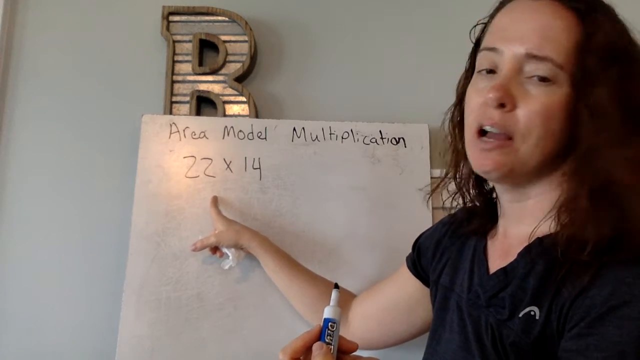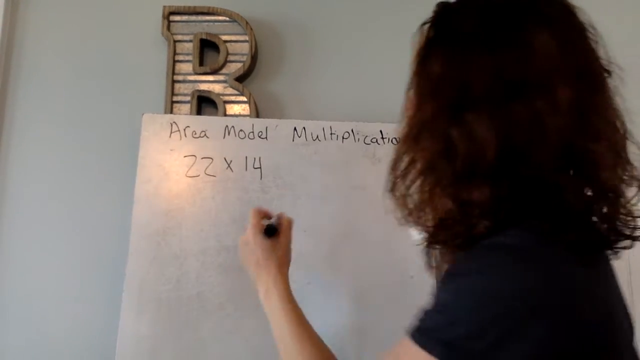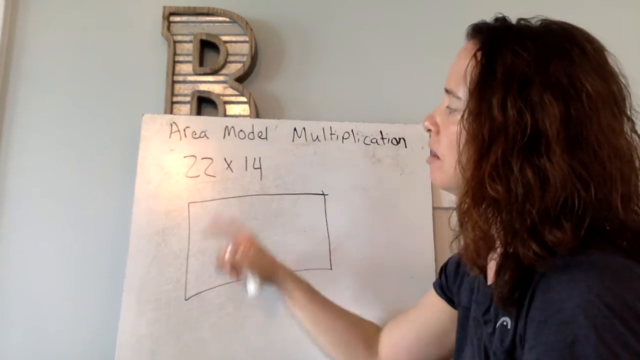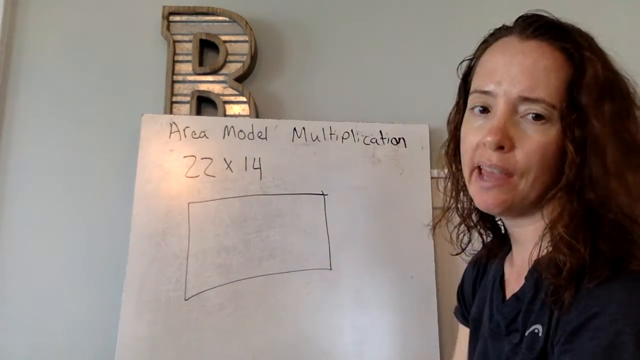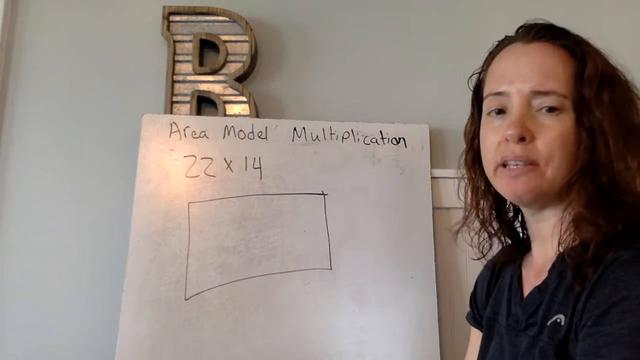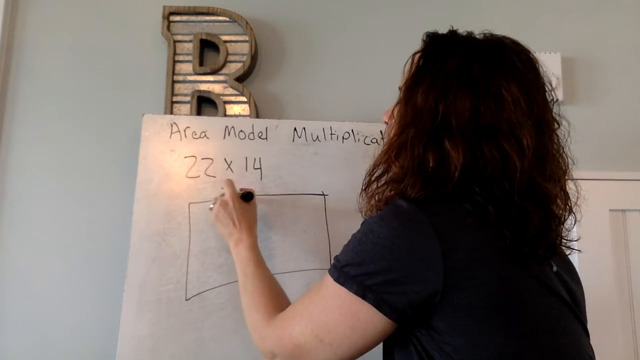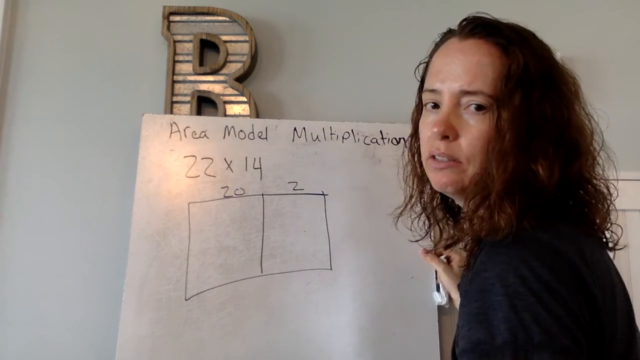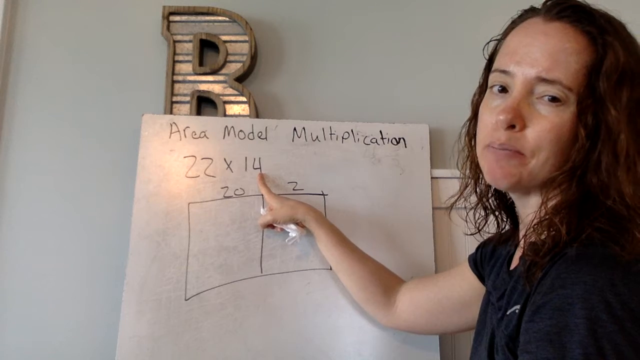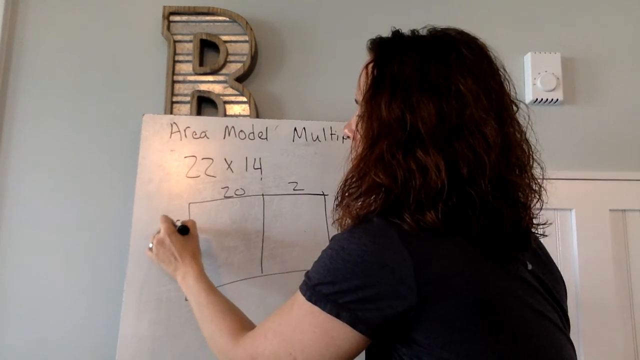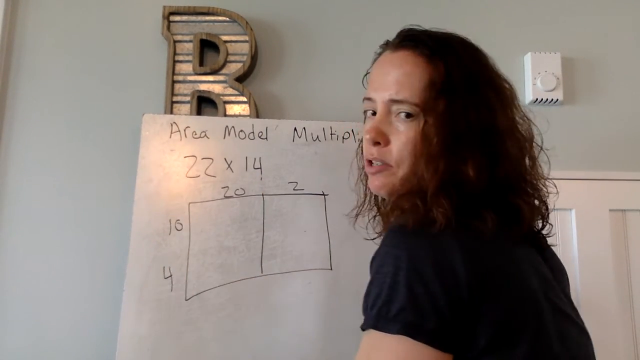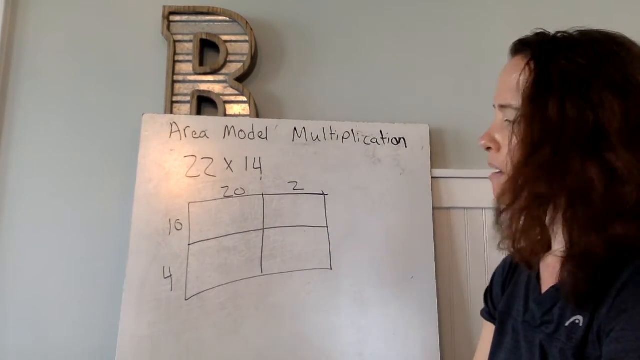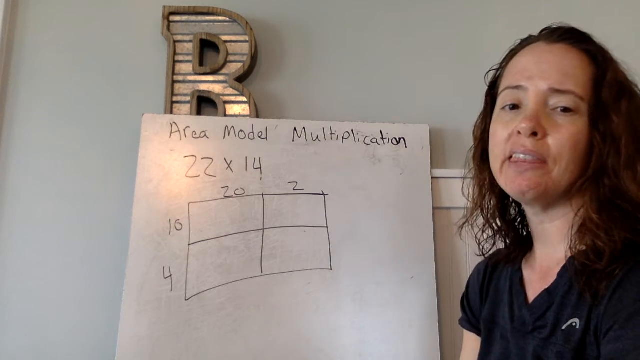Again, since we're using the area model, I make my rectangle, and I have a length and width. Well, I'm going to do 22 for my length. I'm going to break it apart according to place value, expand it. It becomes a 20 and a 2. I draw a line down the middle. 14, if I expand it, becomes a 10 and 4. I have 2 digits over there, so I need to put a line down the middle. Now I have 4 rectangles that I'm going to find the area of.